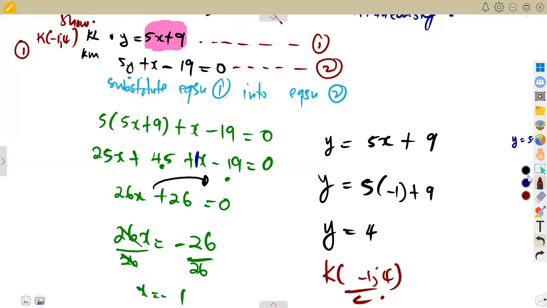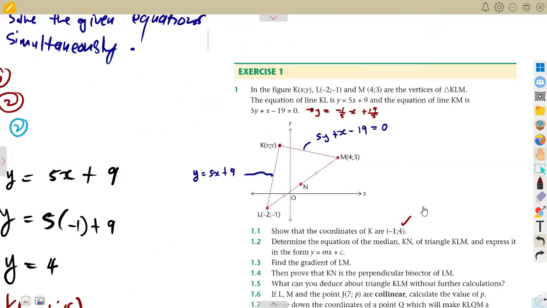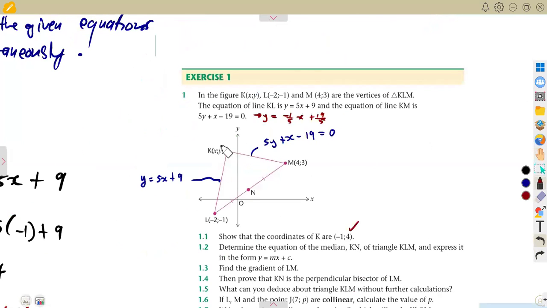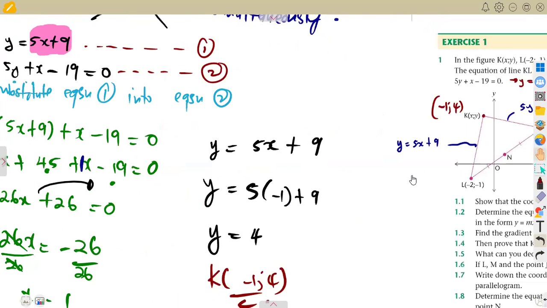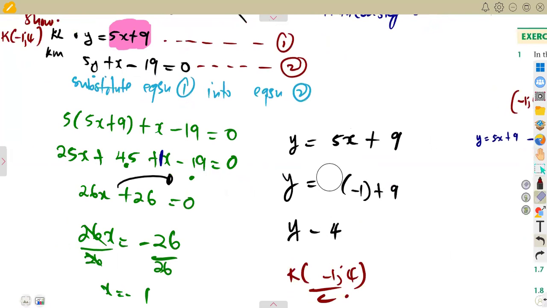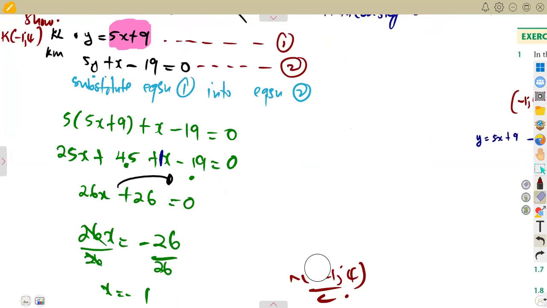The x value to the y value. So this is what you're being asked to show. So that is exactly what we obtained there. So be careful. So this one is fine. So meaning to say our K here is minus 1, 4. That is what we have at point K. All right. So just for the sake of having our persons next to the diagram, let us just remove this.